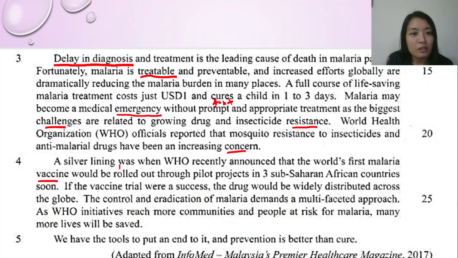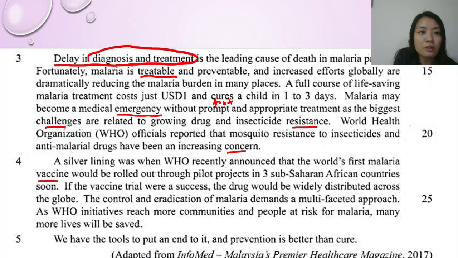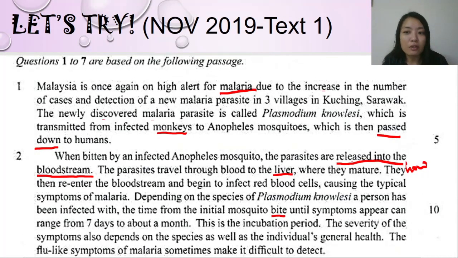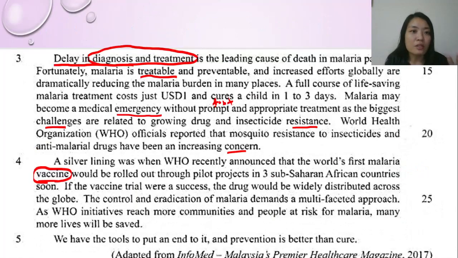Okay, so earlier, this paragraph here is talking about diagnosis and treatment. So this is my main idea for it. And then here, the main idea is that it's talking about the vaccine. What you need to do is find out the main idea for each of the paragraphs. This one is about malaria and how it makes us sick. This is something about diagnosis and treatment. And this is something about the vaccine.